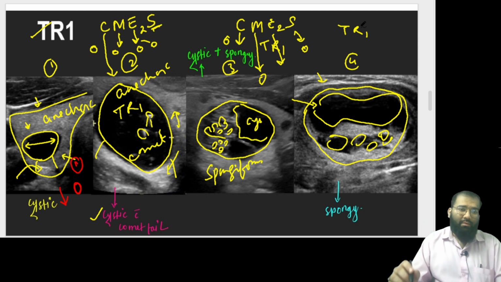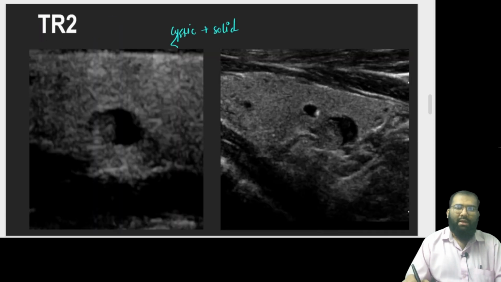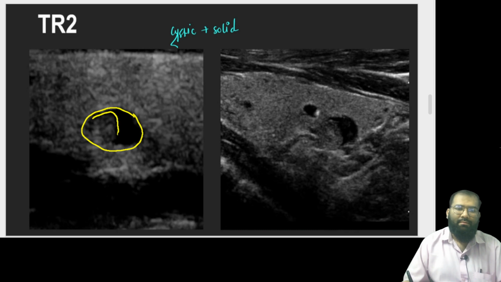Now you are confident with this, so how you have to give numbering accordingly. Now let us take a second example. Here you have a well-defined solid cystic lesion. You're able to see the solid area. This is the solid area. Same lesion in longitudinal section, you are able to see this solid cystic, solid area.